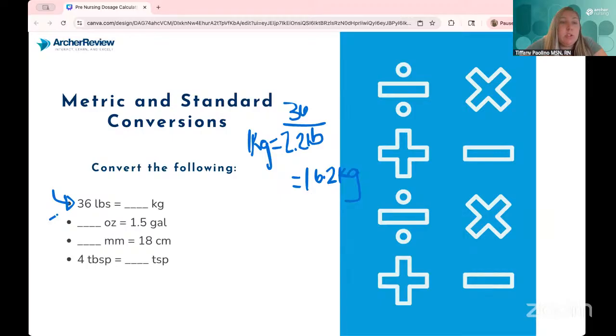How about number two here, which is about ounces? This one might be a little tougher because we're going from gallons to ounces. So how many ounces is 1.5 gallons? Now remember, 1.5 gallons is bigger, right? So if we're going from bigger to smaller, we have to multiply. So do we remember how many ounces are in a gallon? Let's go back.